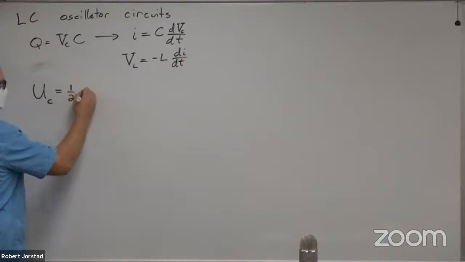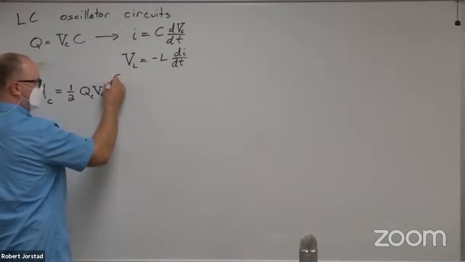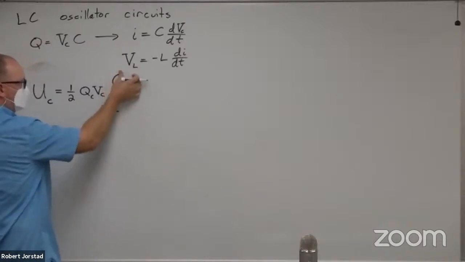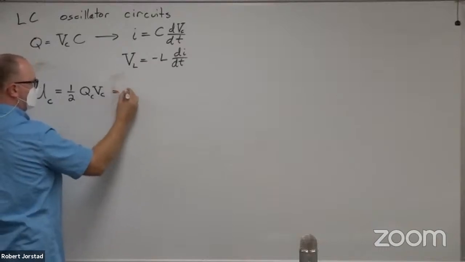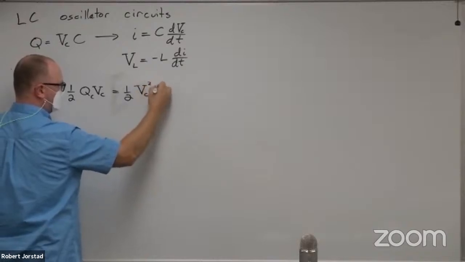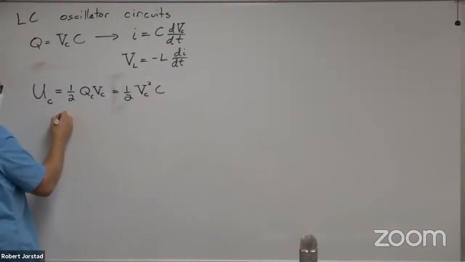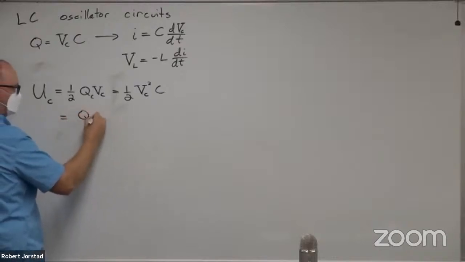Okay, one half QV. Yep. But there's probably a nicer way to write this one. This could be rewritten in a couple of different ways. What was the most common one that we've used a lot? 1/2 V squared C. Okay, 1/2 V squared C. What was the other way? Q squared over 2C. Q squared.